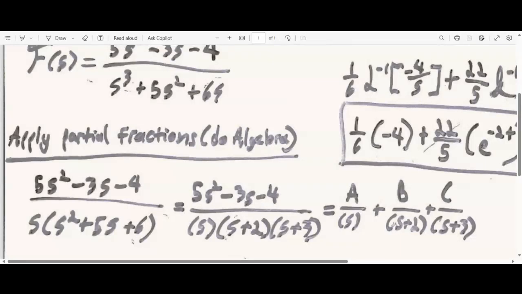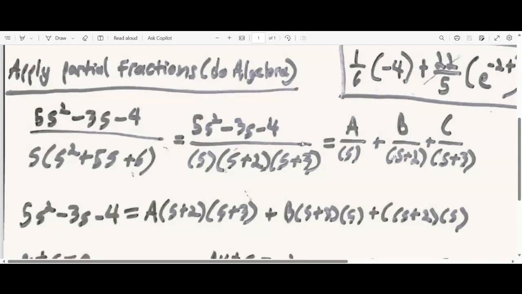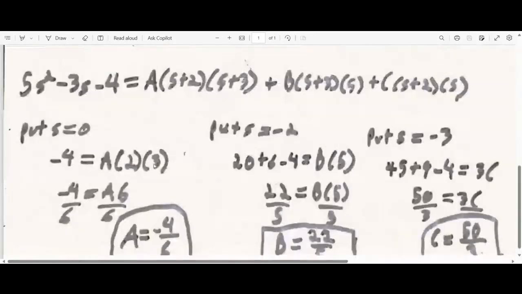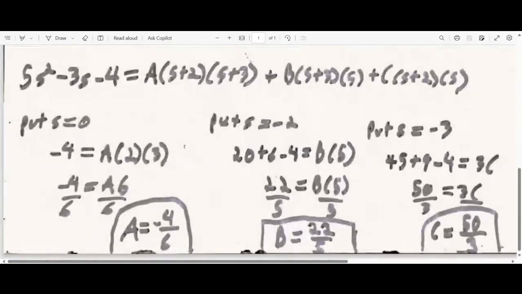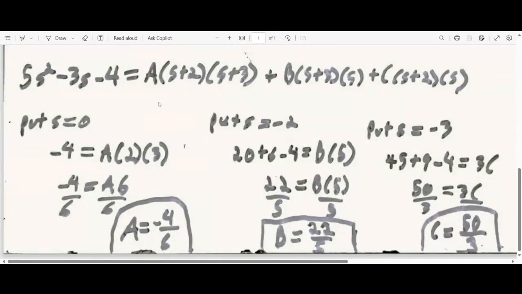What we're going to do is factor out the denominator. Then we multiply by the denominator on the left and right side of the equation, because we want to get rid of that denominator. In doing so, we're going to have the numerator on the left side by itself, and on the right side, we're going to have these constants A, B, and C multiplied by these factors. And we're going to do a little trick in which we isolate these factors.